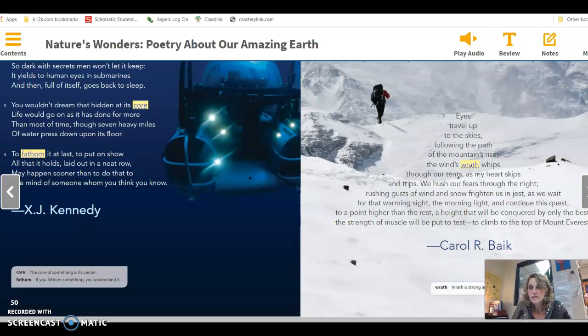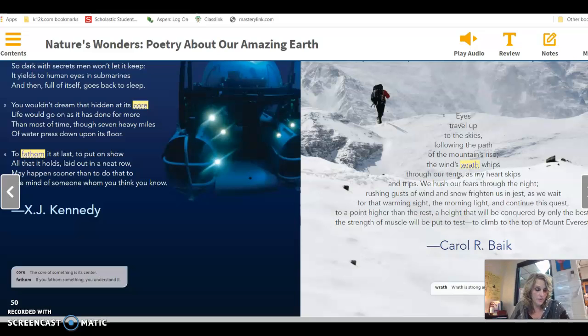Eyes travel up to the skies, following the path of the mountain's rise. The wind's wrath whips through our tents as my heart skips and trips. We hush our fears through the night. Rushing gusts of wind and snow frighten us in the jest as we wait for the warming sight, the morning light, and continue this quest to a point higher than the rest, a height that will be conquered by only the best. The strength of muscle will be put to the test to climb to the top of Mount Everest.